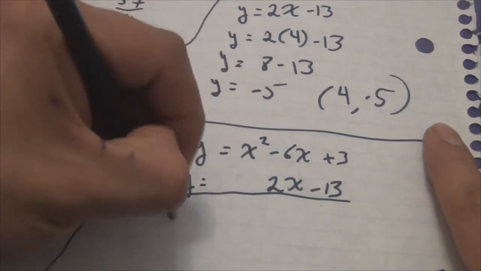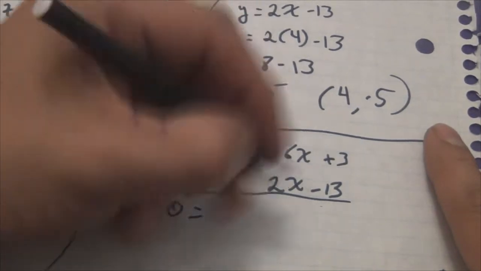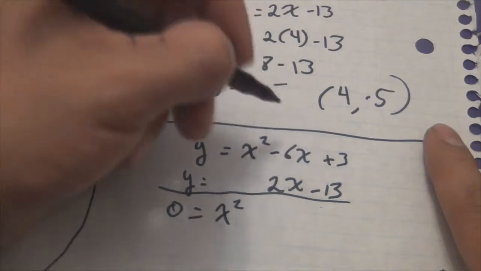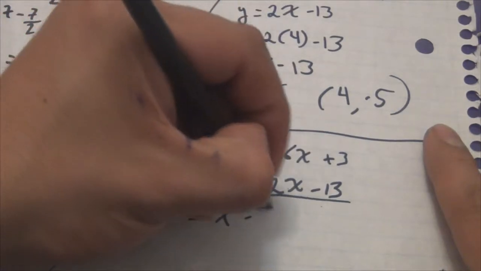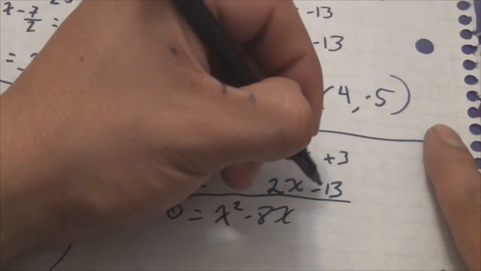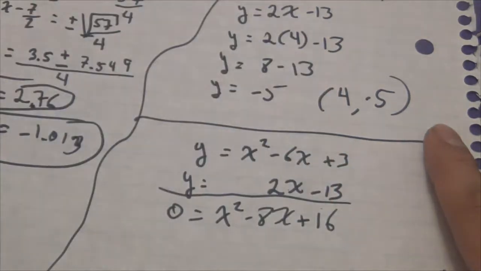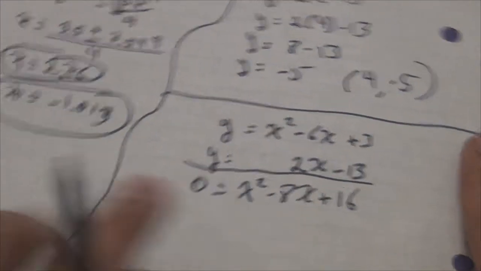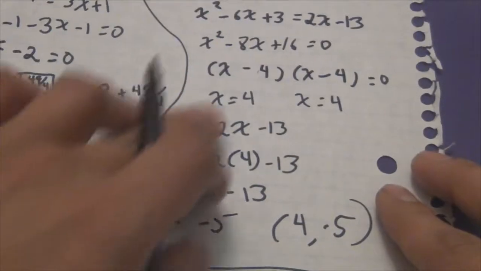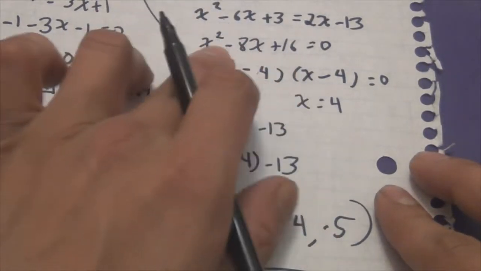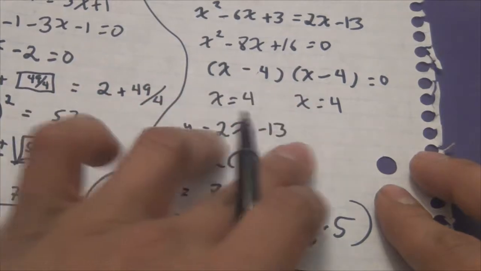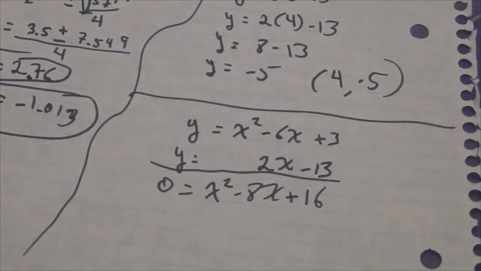So y minus y is 0. There's nothing to subtract from x squared, so it's x squared. 6 minus 2 is negative 8x. 3 minus negative 13 is positive 16. And there you have it. Now this one is already looking like this one right here. And from there, you just know what to do, right? Cool then. Now let's use the graphing method.